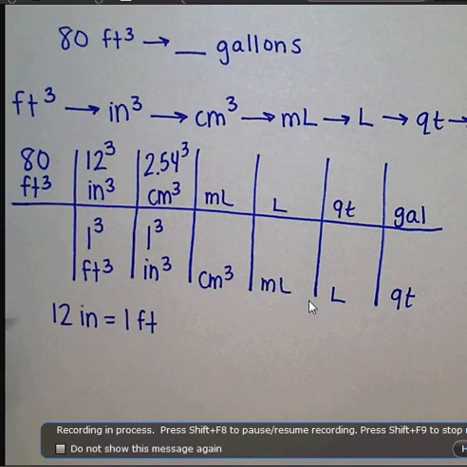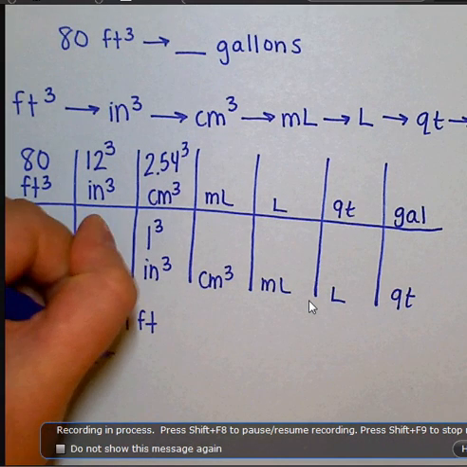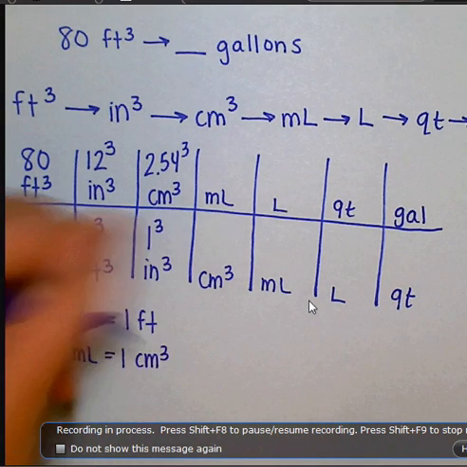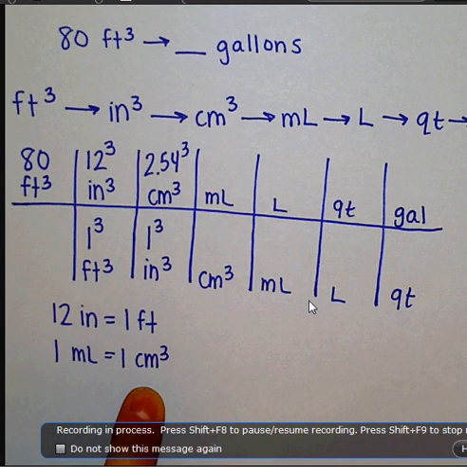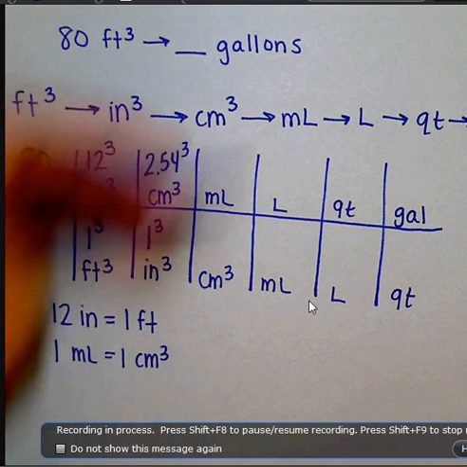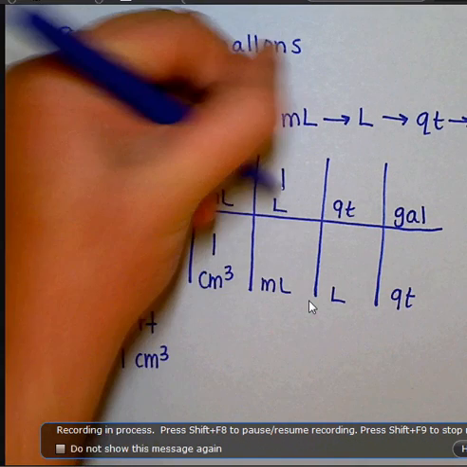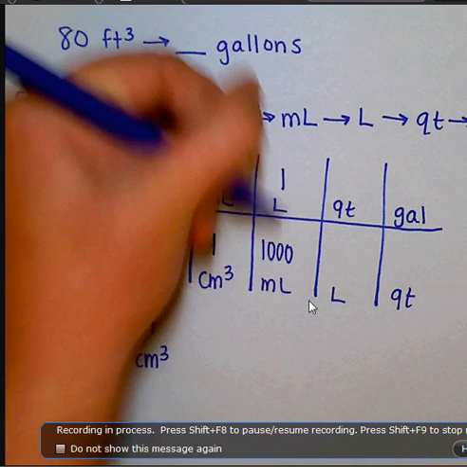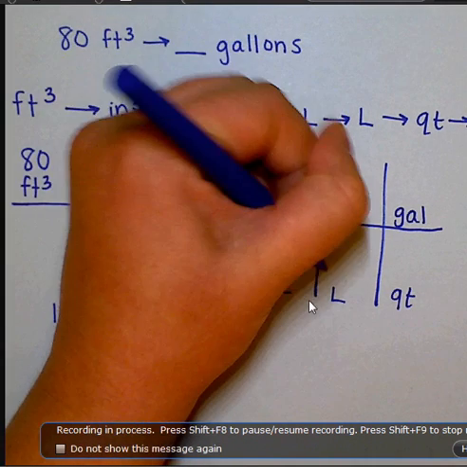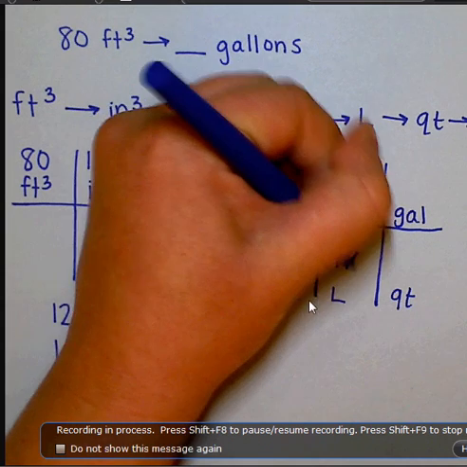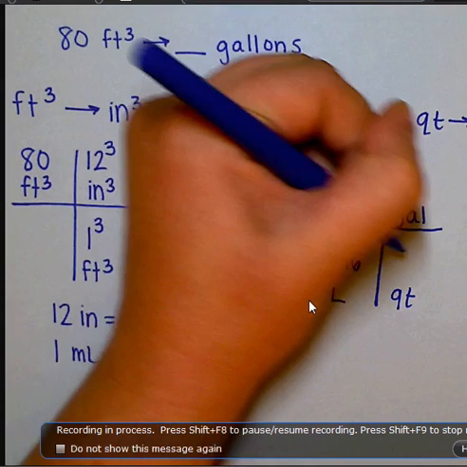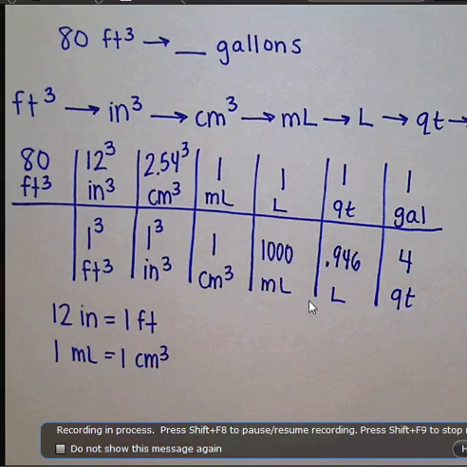Now, when we go 1 milliliter equals 1 centimeter cubed, the cubed is already here, so we do not need to cube the numbers. So we just put 1 and 1. We know that 1 liter is 1,000 milliliters, and we know that 0.946 liters is 1 quart, and 4 quarts are in 1 gallon.